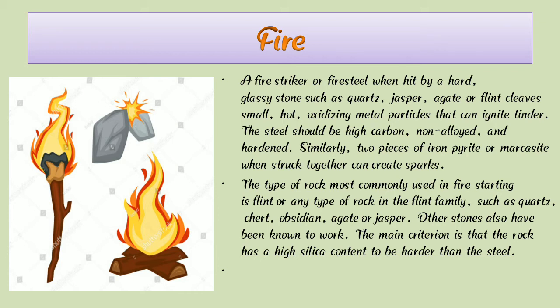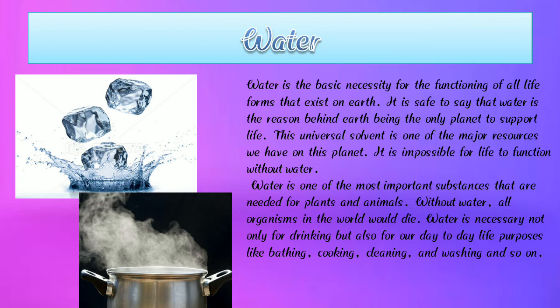So children, you all understand how fire is produced: two stones rubbed together produce fire. Now next, water. Here we can see that this ice is also water, and this fog or steam is also water. So fog is also water and ice is also water.